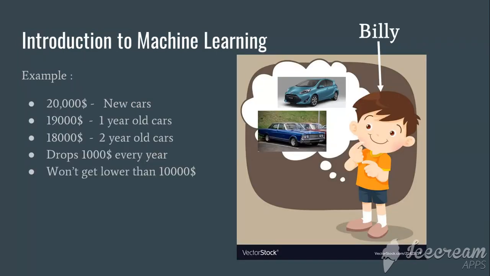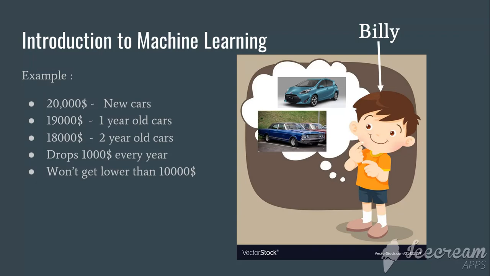Next is introduction to machine learning. First, I will take a small example of how machine learning works. Assume that there's a boy called Billy. Billy wants to buy a car. He tried to calculate how much he needs to save monthly for that. So he went over dozens of ads on the internet and learned that new cars are around $20,000 and used cars are around $9,000, and 2 year old are $80,000 and so on.